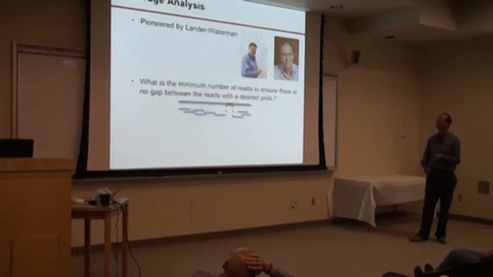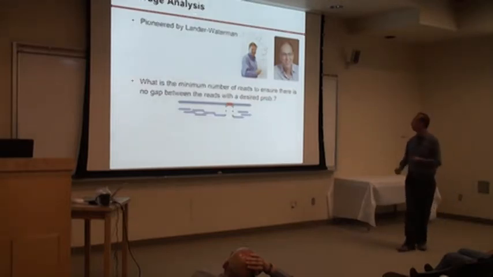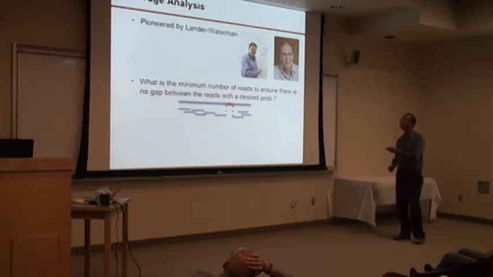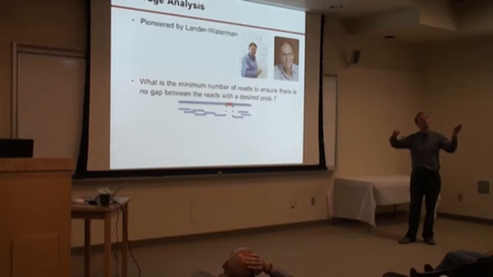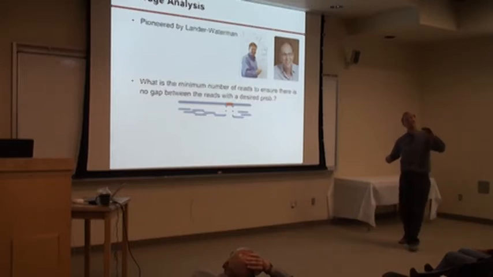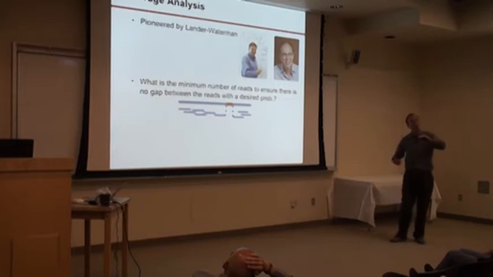They said, okay, I want to know the answer to this question, which is, what is the minimum number of reads I need to ensure that there is no gap between the reads with the desired probability? So this is a question of coverage. They say, I want the reads to cover my DNA sequence, and I want to know the probability. Suppose I want, with probability 99%, that I will cover the sequence. How many reads do I need?